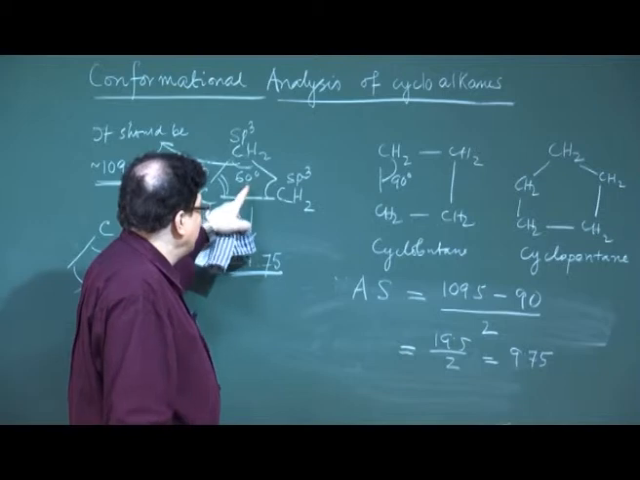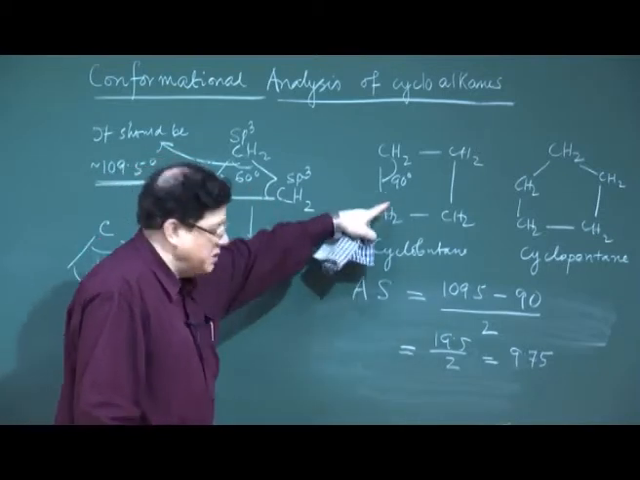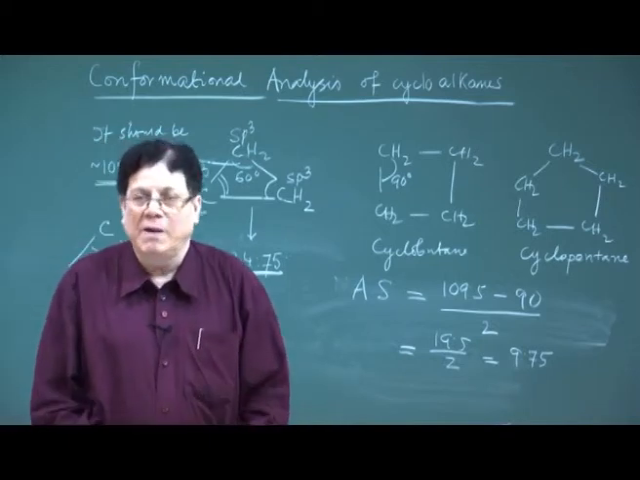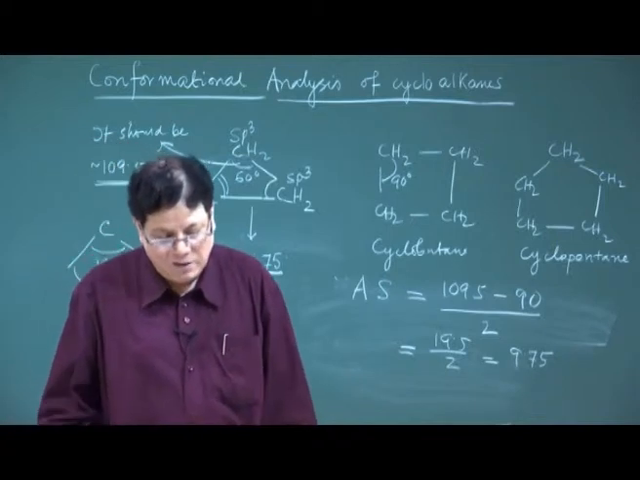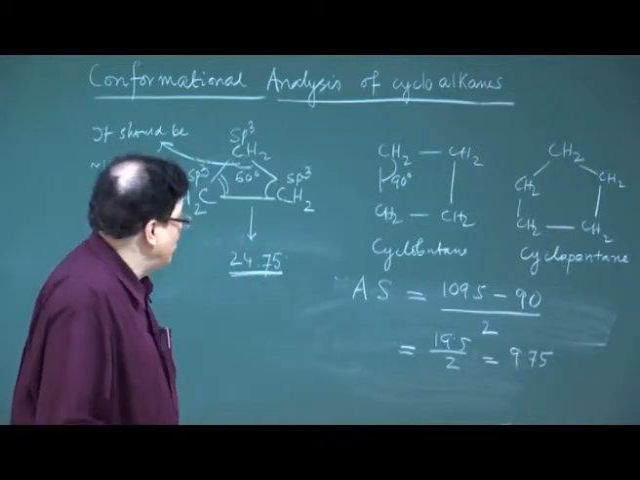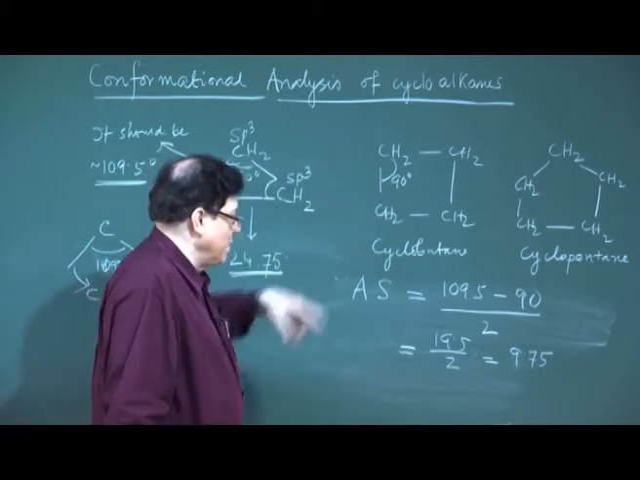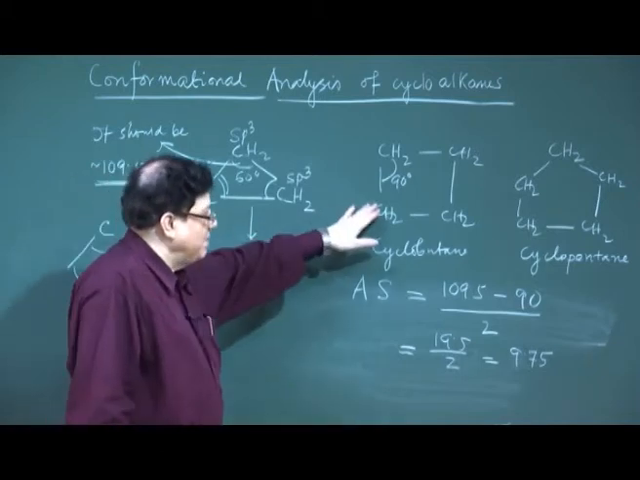So, this is more unstable than this, and this instability is due to what is called the angle strain. Sometimes it is actually referred to as Bayer's strain also. Bayer's strain means Bayer's angle strain. Okay. So, Bayer's strain is more in this system. So, this is less stable than cyclobutane. Okay. So, up to this point was very fine.